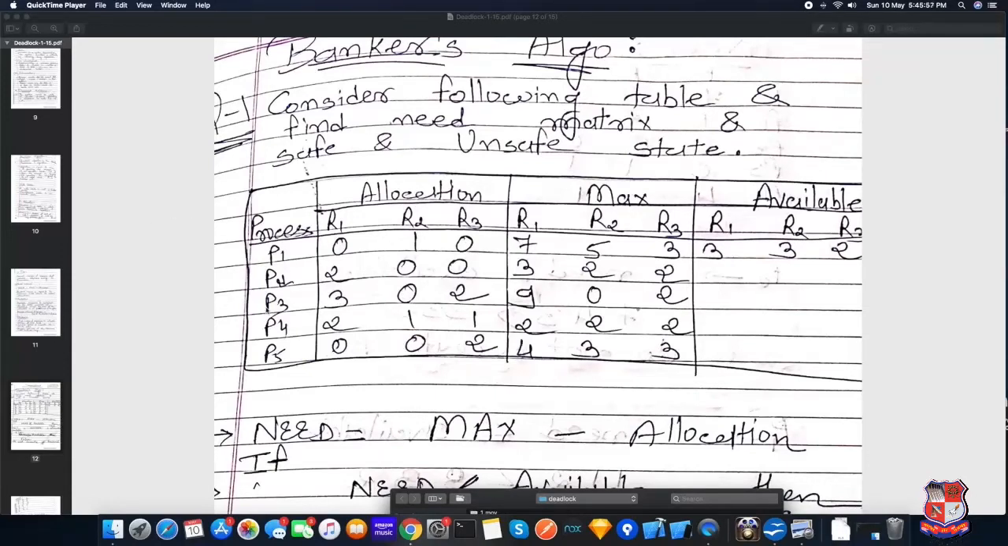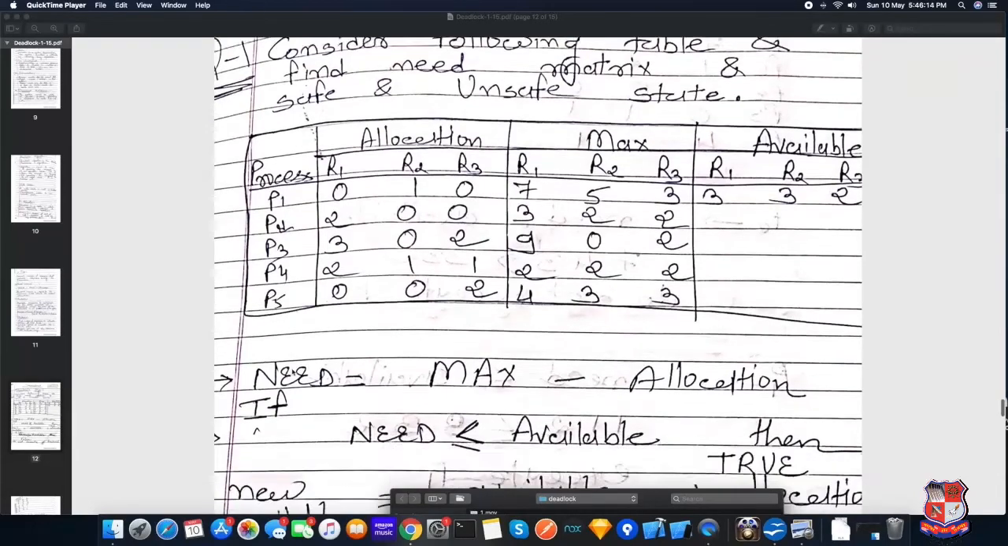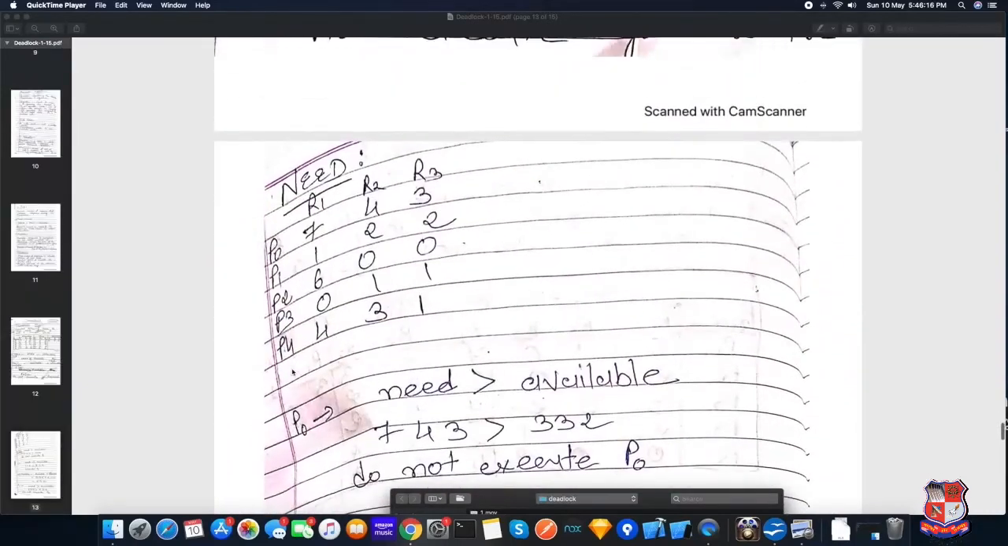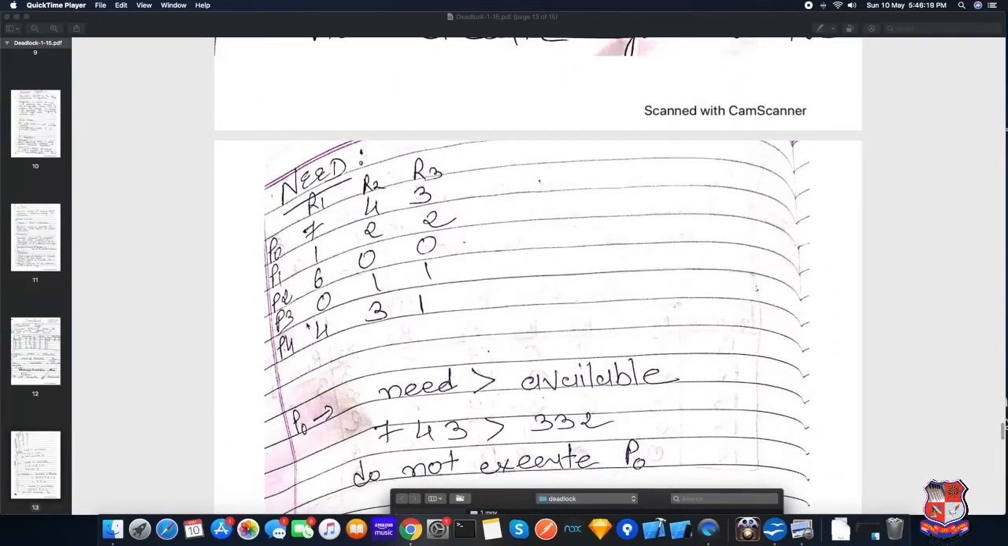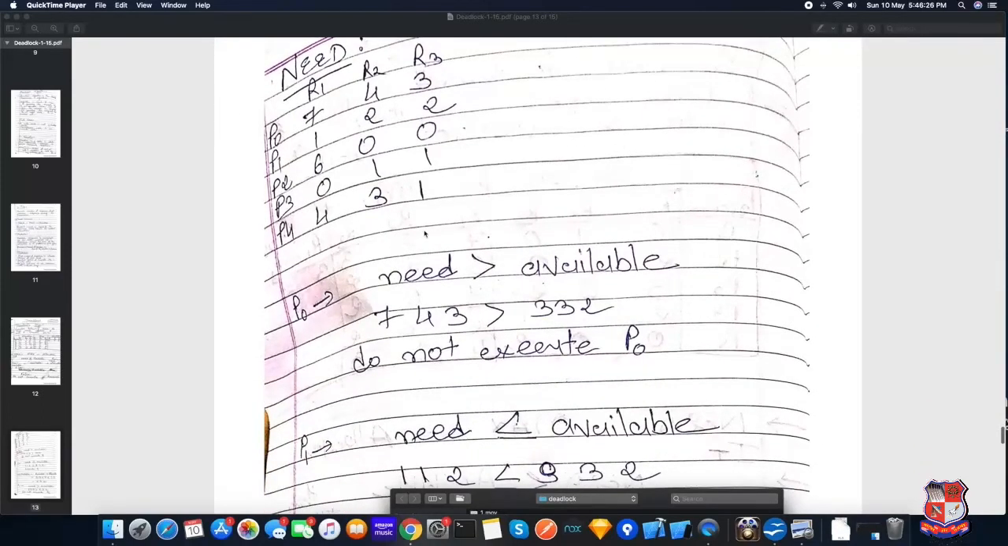Next for P2, 3 minus 2, 2 minus 0 and 2 minus 0. So we can find out the need matrix. Likewise, we apply this equation, max minus allocation, and find the need matrix for all processes. Here is the need matrix for P0, P1, P2, P3 and P4.